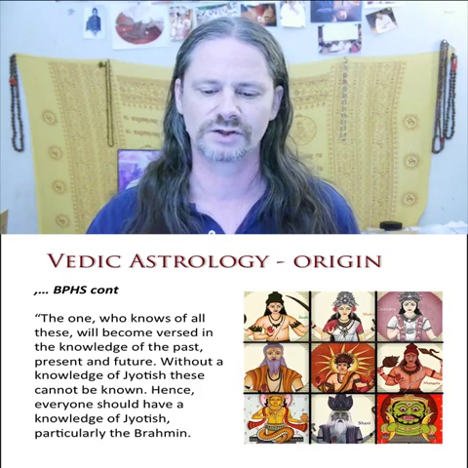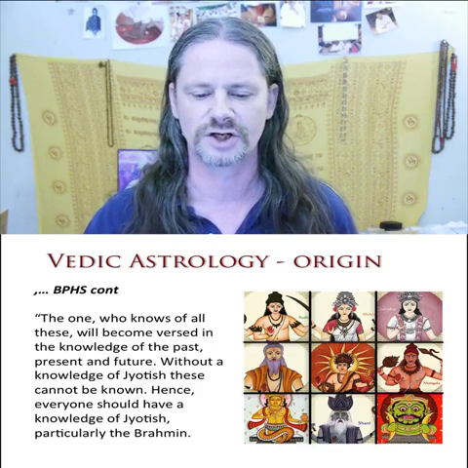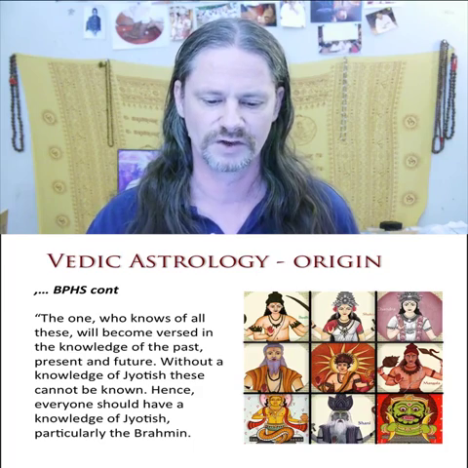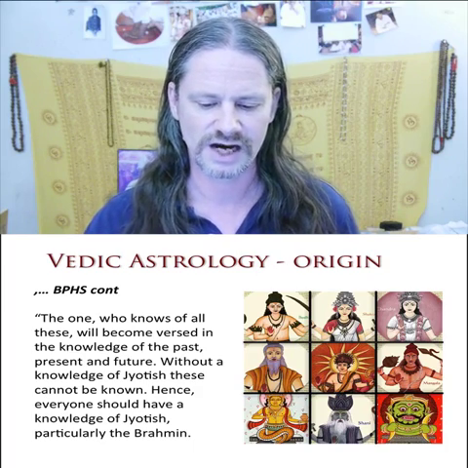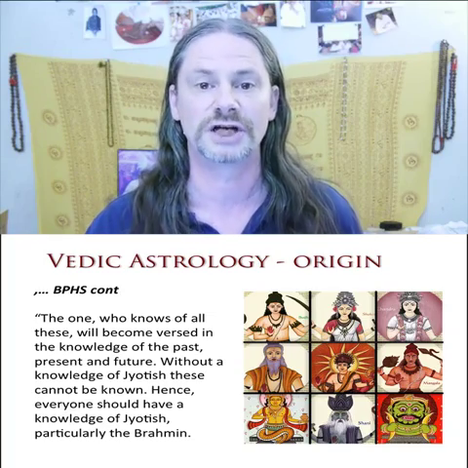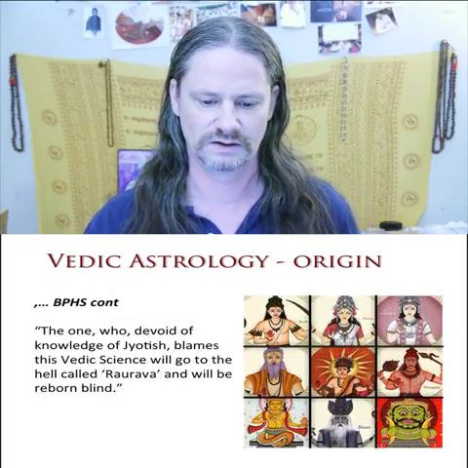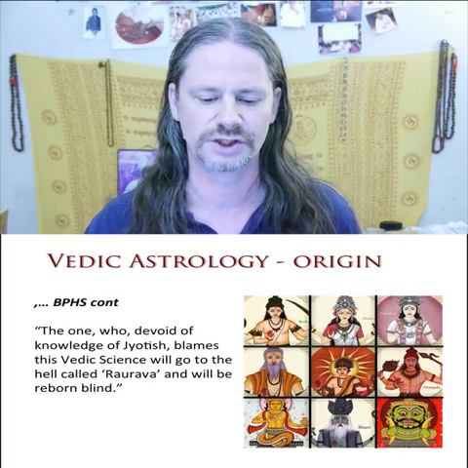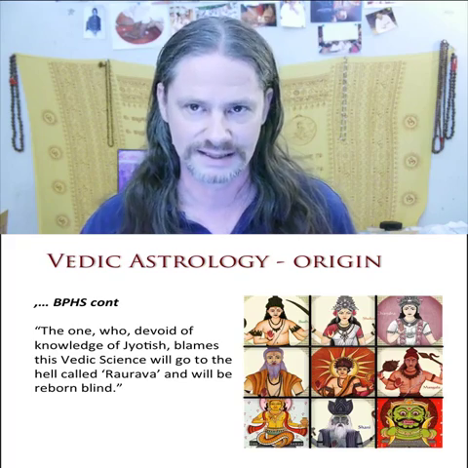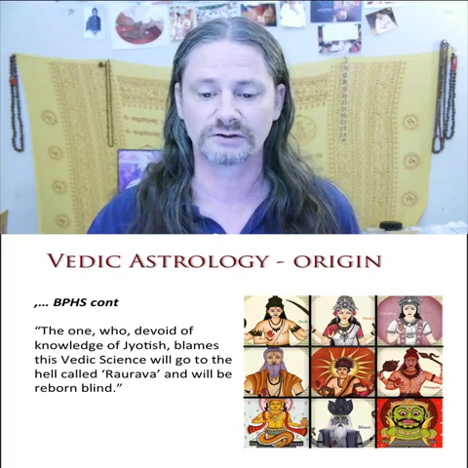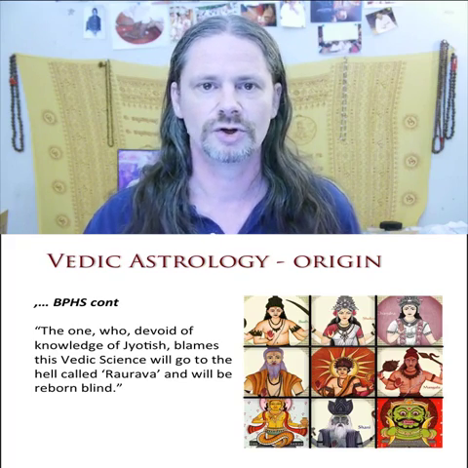So continuing, it says, the one who knows of all these will become versed in the knowledge of the past, present, and future. Without a knowledge of Jyotish, these cannot be known. Hence, everyone should have a knowledge of Jyotish, particularly the Brahmin. The one who, devoid of the knowledge of Jyotish, blames this Vedic science will go to the hell called Raurava and be reborn blind. Now, it says that particularly the Brahmin should know Jyotish.